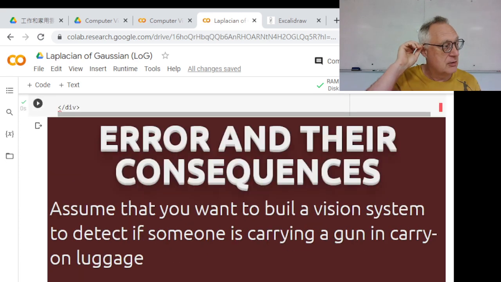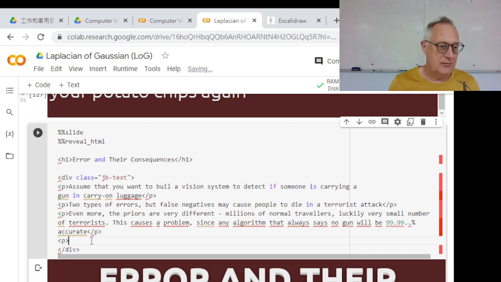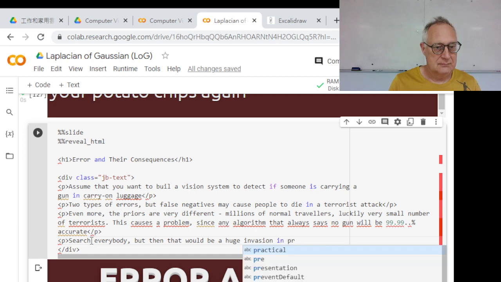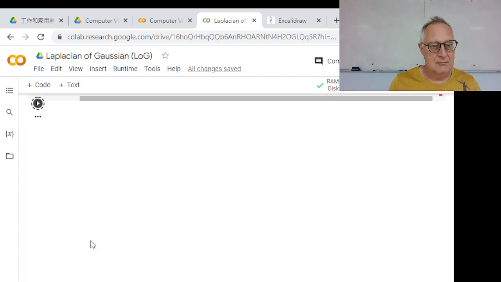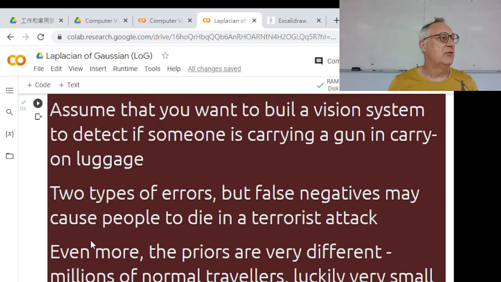So these vastly different priors will cause a problem, because even if I just say always no gun, then I'll be 99.99% accurate. However, in this particular application, that wouldn't be good enough. Of course, the other extreme would be, you may decide that you want to search everybody's bags. And it will cost a lot of time and money. So finding the right balance, finding the right tuning for your parameters is actually very, very difficult in those kind of scenarios.